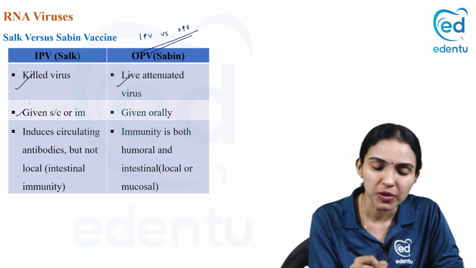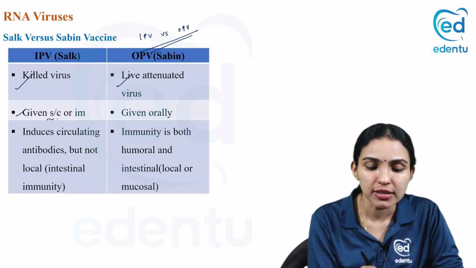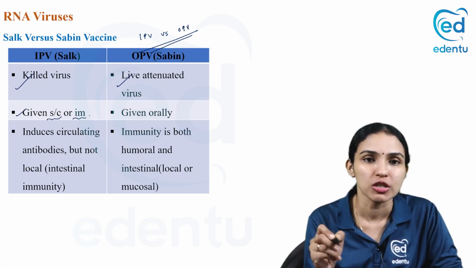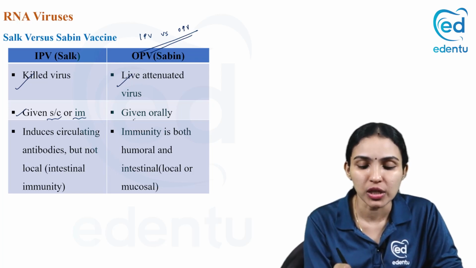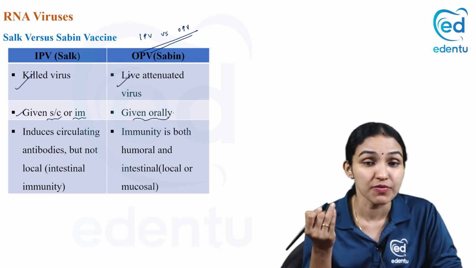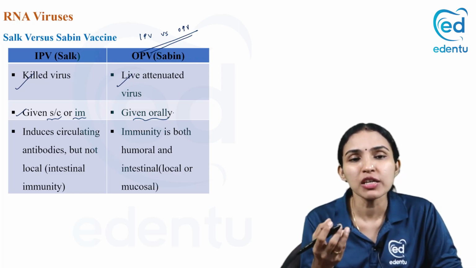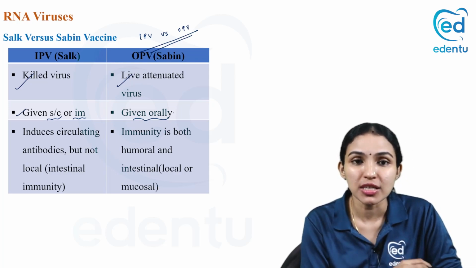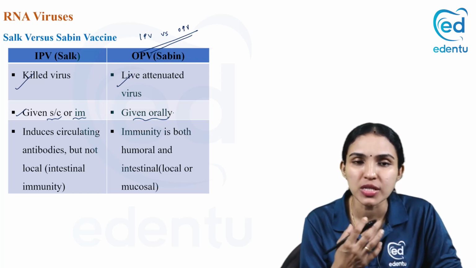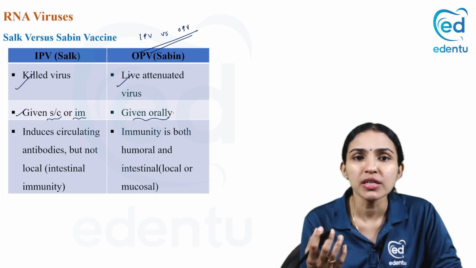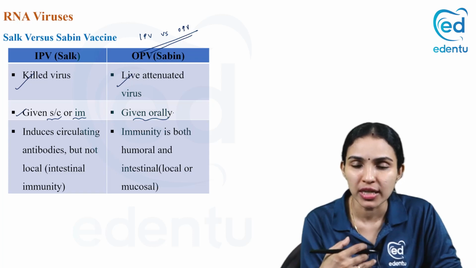And how do you give IPV? You give it as injection. You can either give a subcutaneous or you can give intramuscular injection. OPV, you give it as an oral vaccine. It's given as drops, oral polio drops. Now, if you give an injection, it will induce humoral antibodies. It will induce antibodies in circulation, but there will be no mucosal or local antibodies.